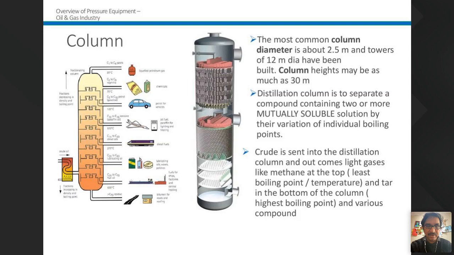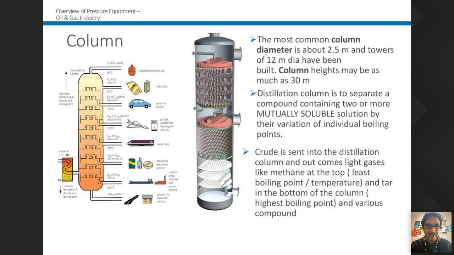the column. You remember, the separator can separate oil, gas, and water, but not the hydrocarbon mix. Mutually soluble solutions cannot be separated in a separator. So we go to this special equipment. It is called a column. The purpose of the column is to separate mutually soluble solutions. Hydrocarbon has so many hydrocarbon chains. So if you heat at a certain temperature, some of the hydrocarbon releases out.